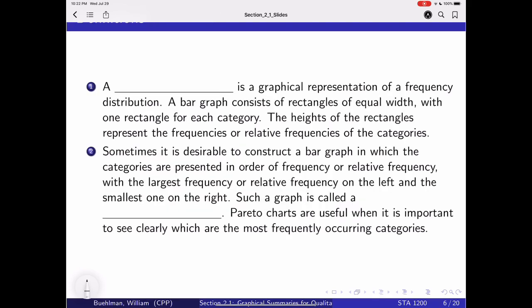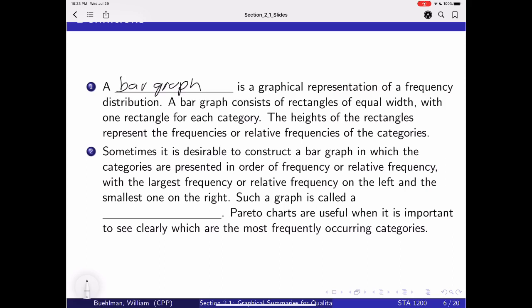Here we have some more definitions. So a bar graph is a graphical representation of a frequency distribution. A bar graph consists of rectangles of equal width, that's important, equal width, with one rectangle for each category. The heights of the rectangles represent the frequencies or relative frequencies of the category. So we can use a bar graph for either frequency or relative frequency.